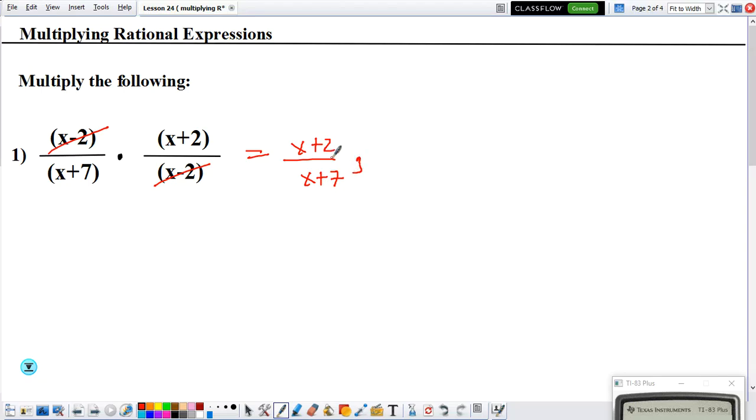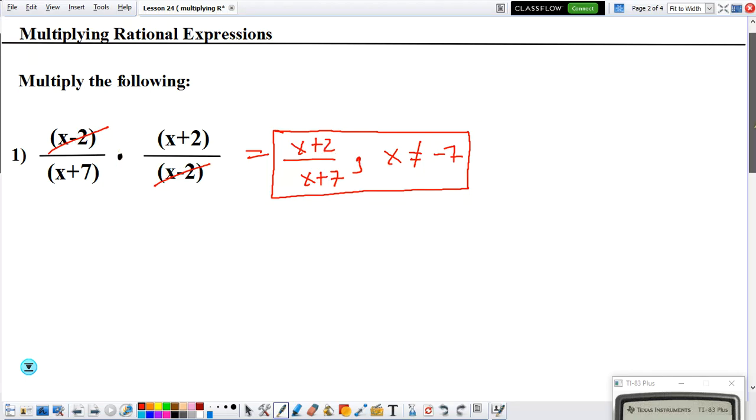Now you got to remember that when we're talking about rational expressions, you got to indicate when we have an undefined. We cannot use -7 because if x is equal to -7, we will have 0 in the denominator, and that will make our answer undefined. So that's our final answer here. If you have the same expression divided by itself, whenever we're multiplying, then we say they cancel out.